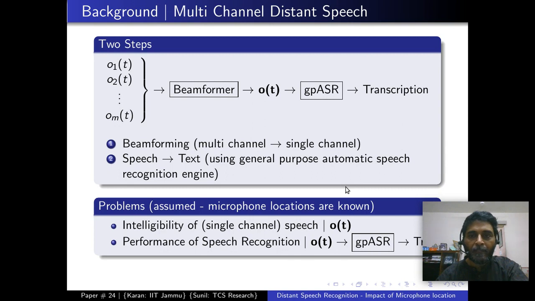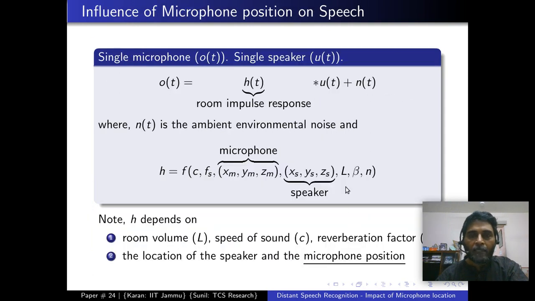Now, the problems that people usually look at are two things. One is the process of beamforming, so that you get a single channel output O(t), which talks about the intelligibility, how good it is, etc. The second important aspect is the performance of a speech recognition engine on this single channel speech. So essentially, the whole idea of the microphone position comes into effect.